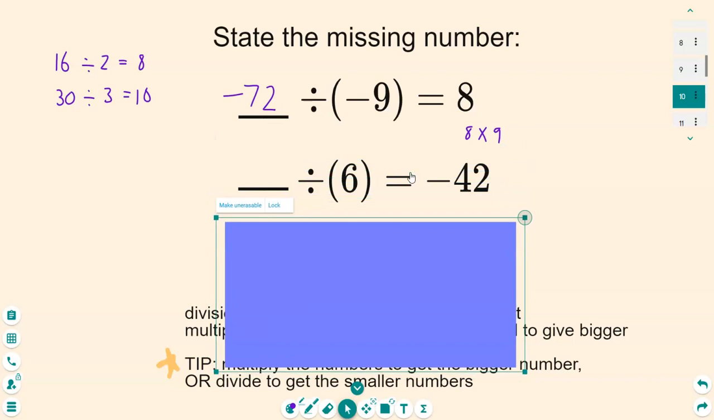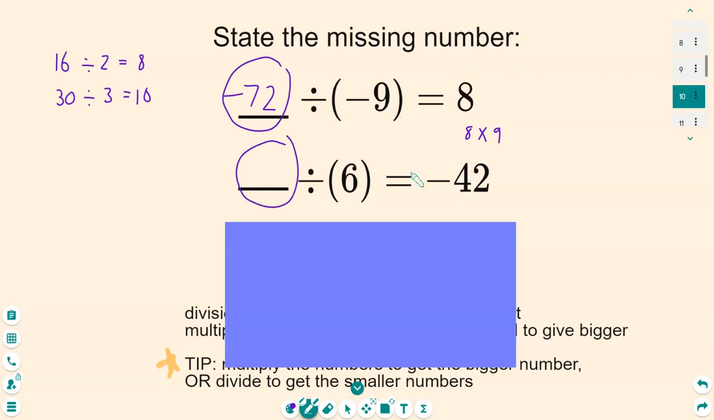And again, with these, we know that our biggest number must come first. And how do I make a big number? I have to multiply. So initially here, I thought that the answer was 7. But if you do this, because 7, 6, and 42 go together. But if you do this in your calculator, 7 divided by 6 is 1 point something. So you have to be careful here. Always telling yourself the biggest number comes first. So 42, I'm going to times the 2 smaller numbers together to get that first number that's being divided.